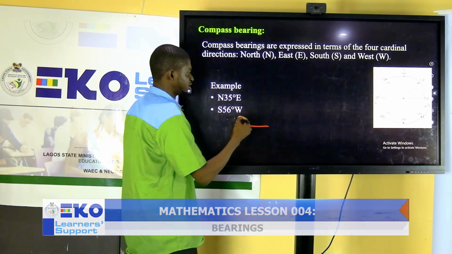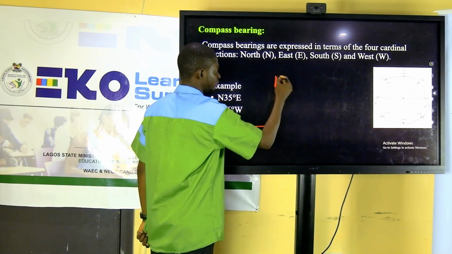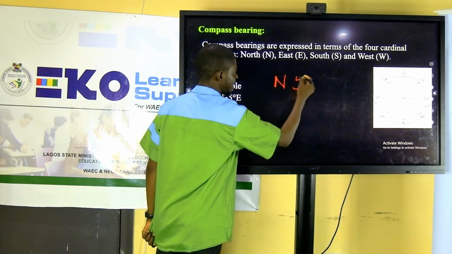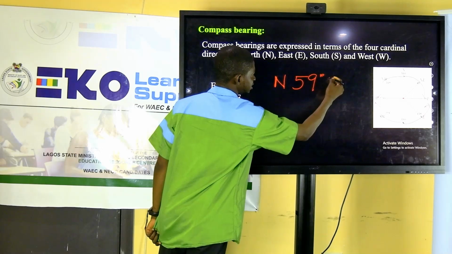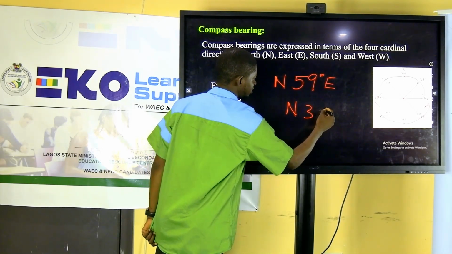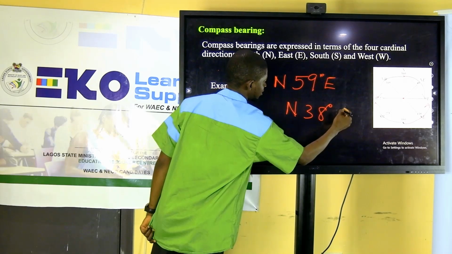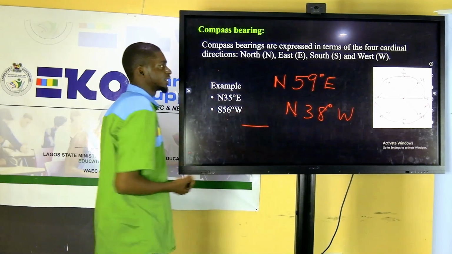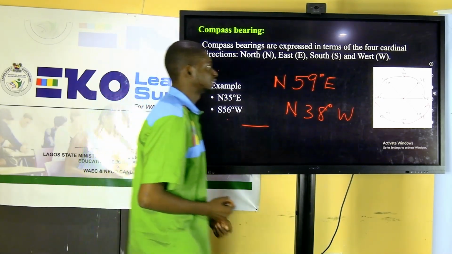Anything you see, let's say north 59 degrees east or north 38 degrees west, that's how we write it. Fantastic.